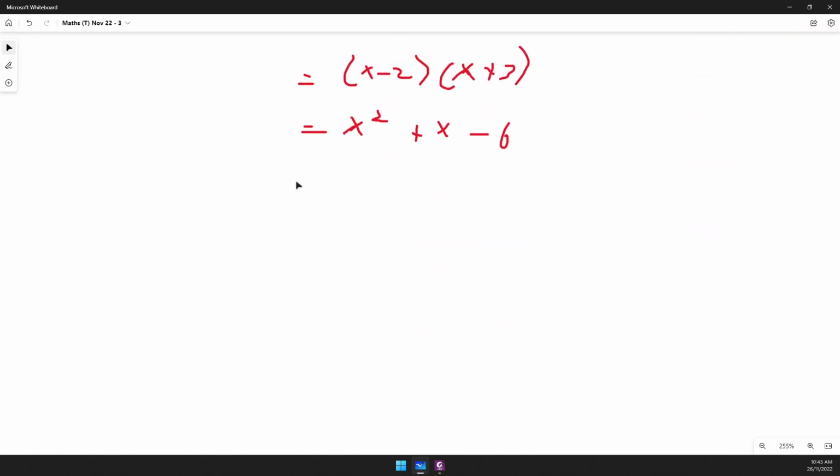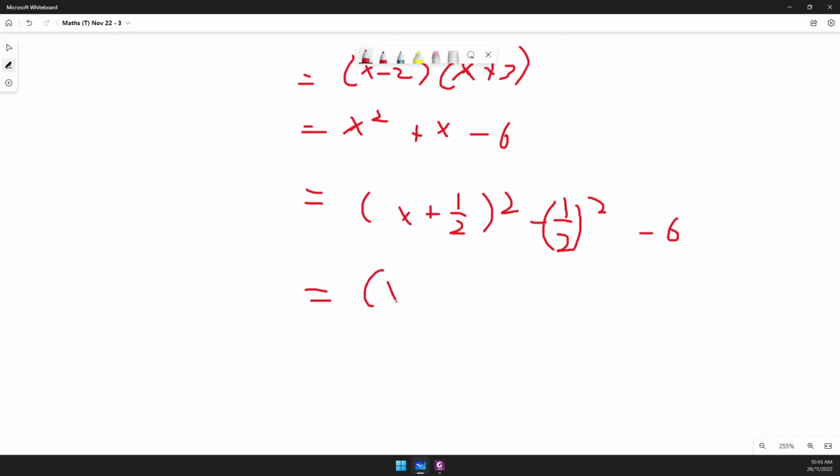Okay, you get this. I think you guys know what to do. It goes to x plus 1 over 2 squared minus 1 over 2 squared minus 6. Okay, goes to x plus 1 over 2 squared minus 25 over 4.